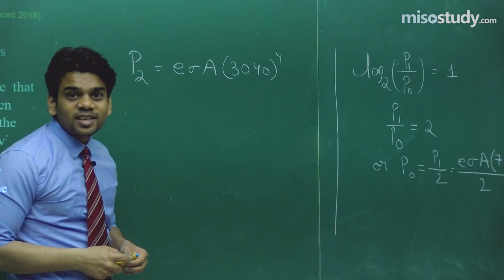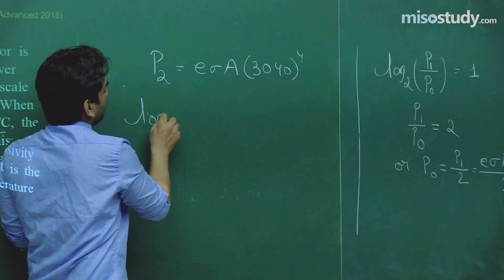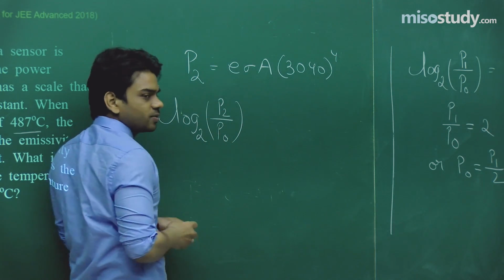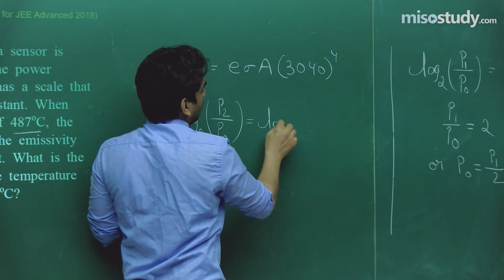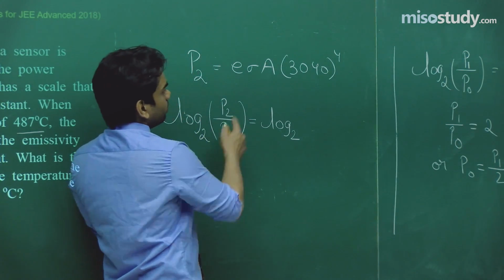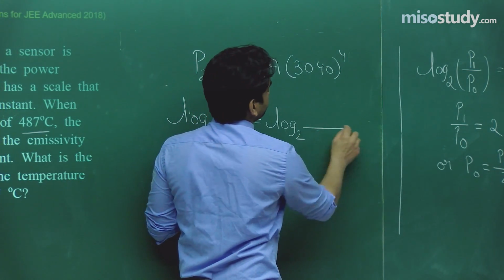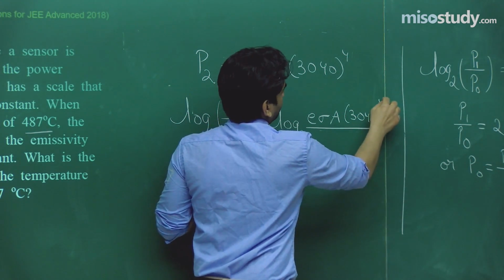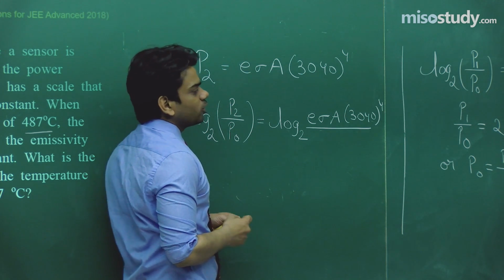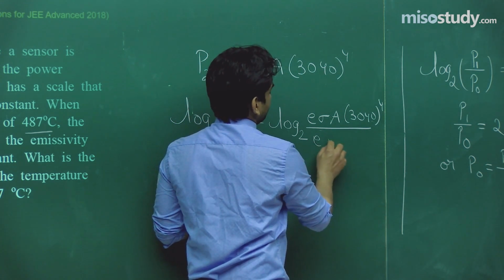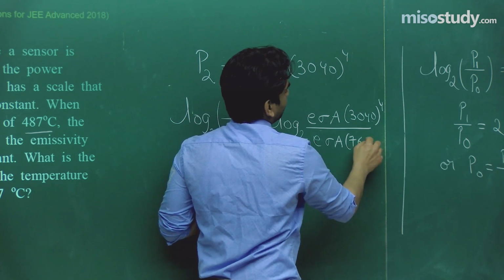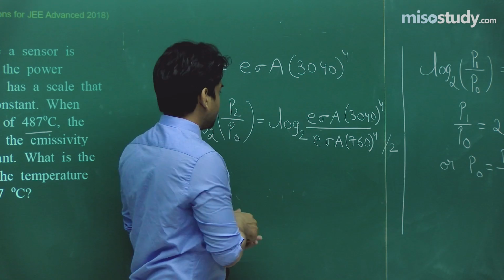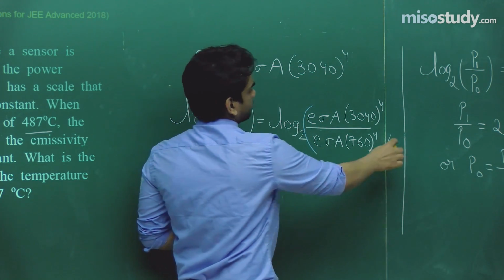What will be the value of the sensor? That gives us log base 2 P2 by P naught. We know this. Now substitute the value: log base 2, P2 will be this, E sigma A 3040 power 4, and then we have P naught, that is P1 by 2, E sigma A 760 power 4 divided by 2. This entire term was divided by 2. Let us enclose this in a bracket.